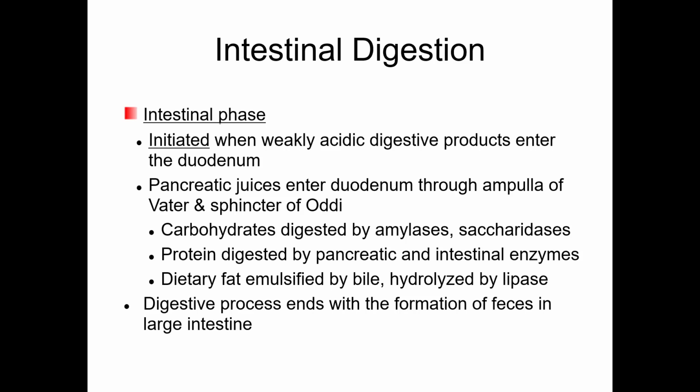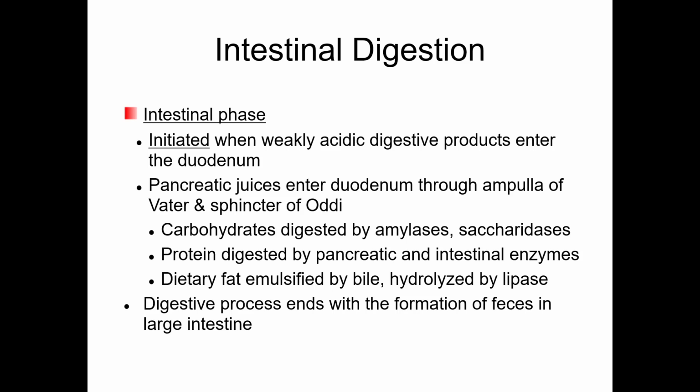Now there are 3 parts to the intestine: the duodenum, jejunum, and ileum. The duodenum is a pivotal portion of the small intestine because all of the pancreatic enzymes are going to dump into the duodenum. This begins the intestinal phase. So it's initiated when weakly acidic digestive products enter the duodenum. Pancreatic juices enter the duodenum through the ampulla of Vater and sphincter of Oddi.